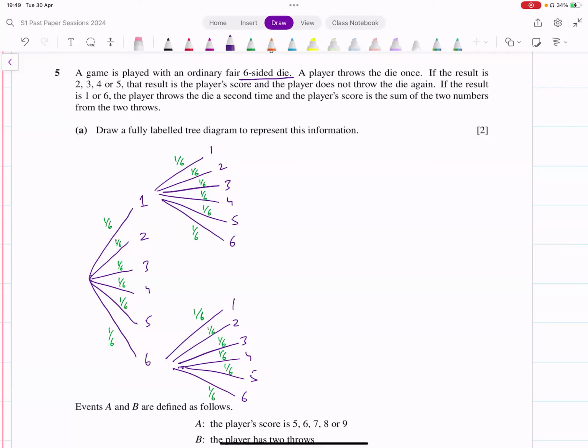Now, how is the score calculated? They have told you about the score as well. In these, the score is 2, 3, 4, or 5. And in the cases where he gets 1 or 6 the first time, the score is the sum of the 2 numbers. So for instance, here, the score is going to be 6 plus 3. All right, that will be the score.